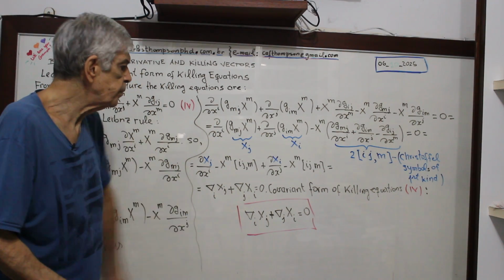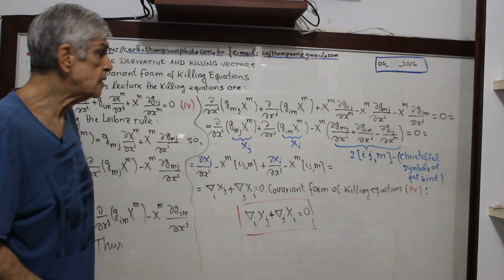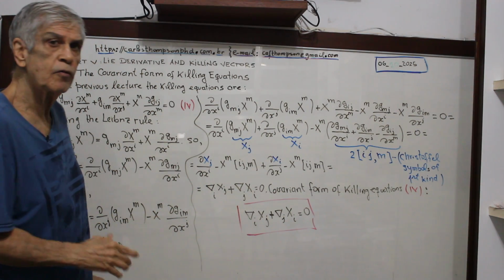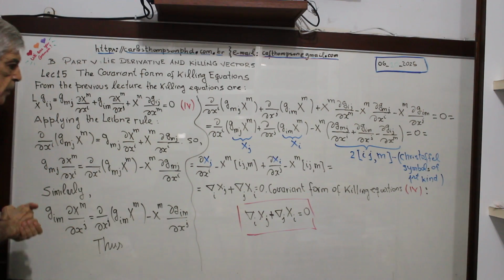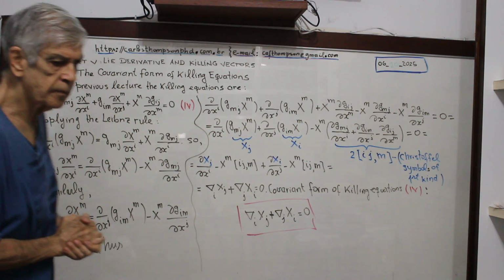So this is represented by the covariant form of this Killing equation over here. That's it.